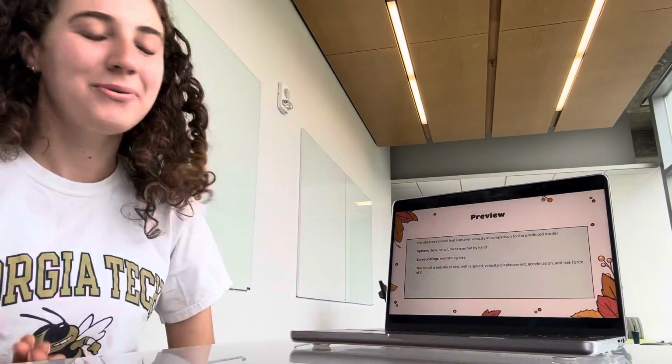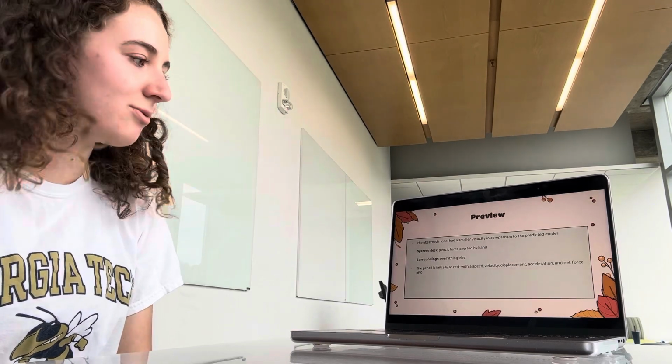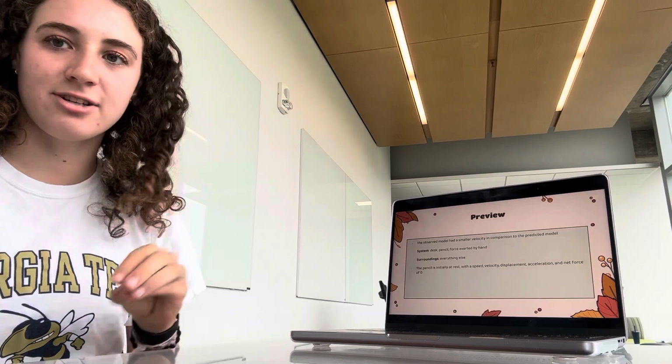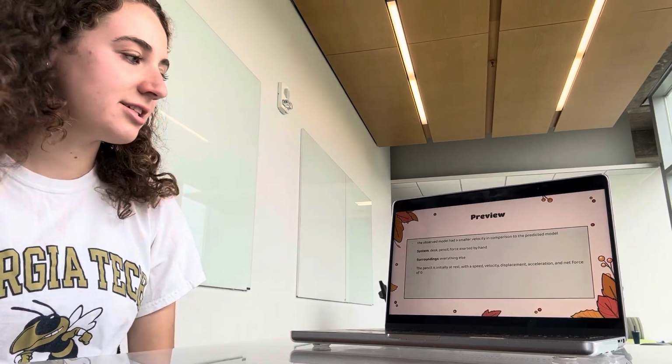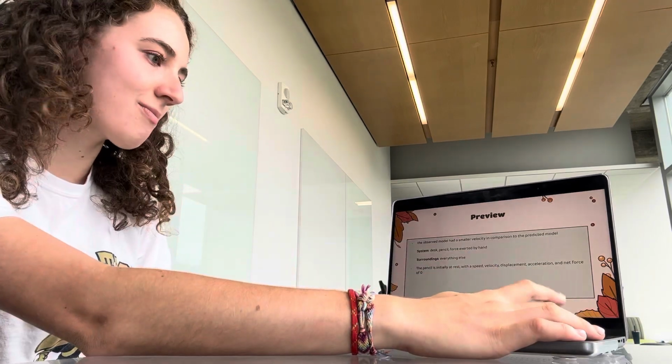So, the preview. The observed model had a smaller velocity in comparison to the predicted model, which we will get more into later. The system for the experiment was the desk, the pencil, and the force exerted by my hand, while the surroundings was everything else. And then the pencil is initially at rest with a speed, velocity, displacement, acceleration, and net force of 0.